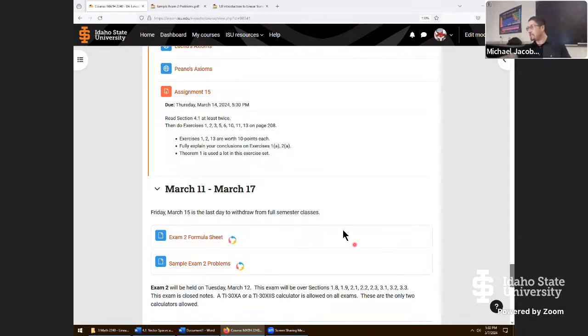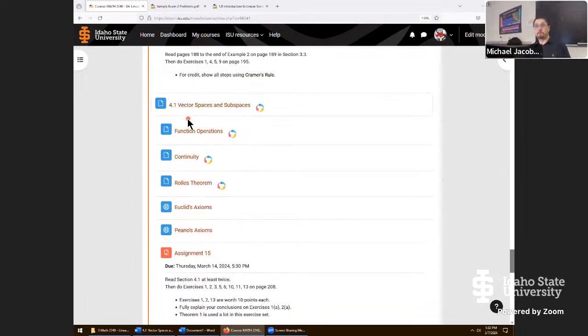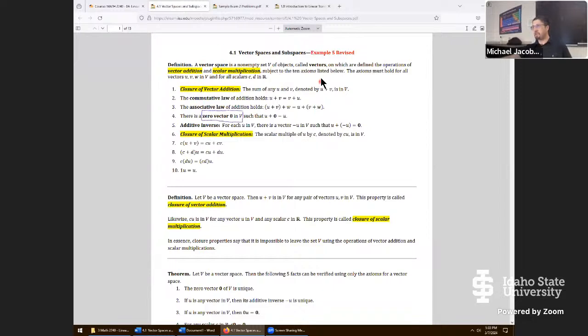Okay, well, let's now take a look at section 4.1. In section 4.1, we reviewed what a vector space is. It's a pretty abstract object. But the good news is everything we did in chapter 1 followed all of this.